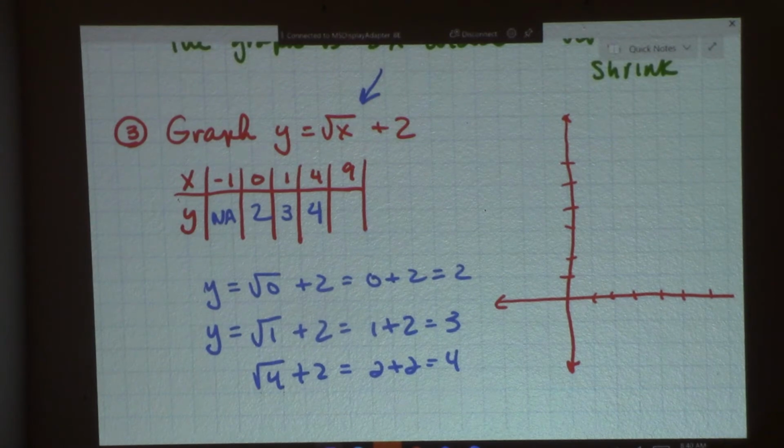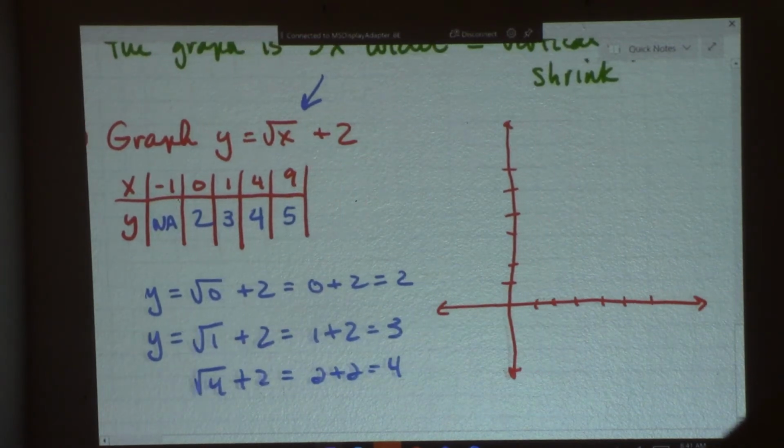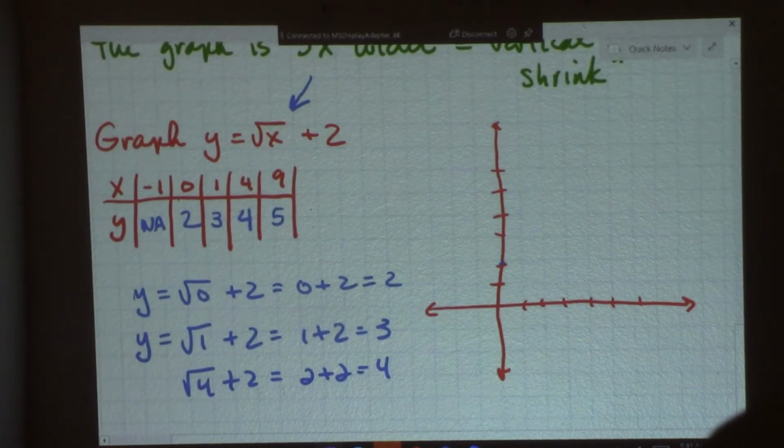And then the next one would be the square root of 9 is 3 plus 2 is 5. So let's go ahead and graph those. 0, 2, 1, 3, 4, 4, and 9, 5. Okay, no problem.